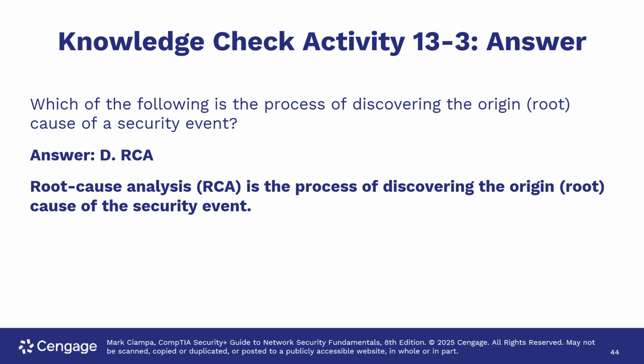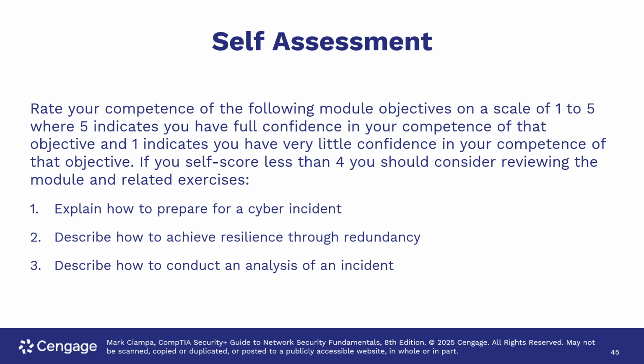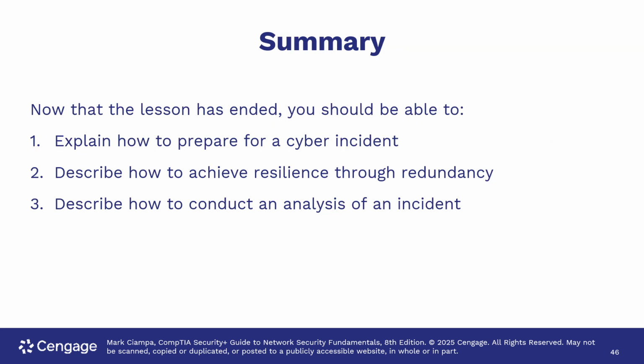And we've reached the end of the chapter here. So again, rate your competence of the following module objectives on a scale of 1 to 5, where 5 indicates you have full confidence in your competence of that objective, and 1 indicates that you have little confidence in your competence of that objective. If you scored less than 4, you should consider reviewing the module and related exercises. Explain how to prepare for a cyber incident. Describe how to achieve resilience through redundancy, and describe how to conduct an analysis of an incident.